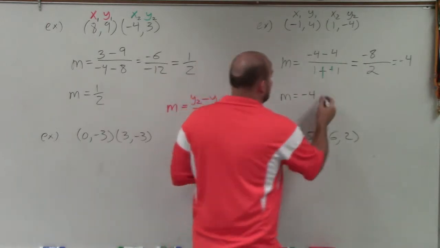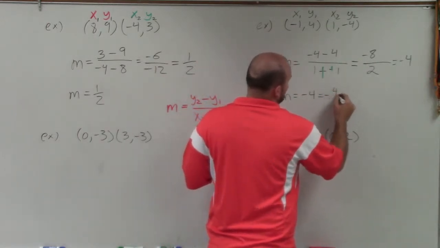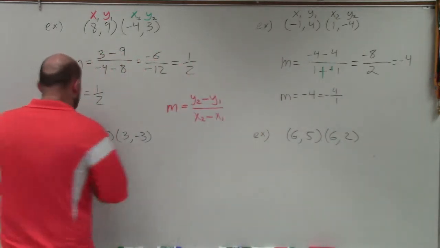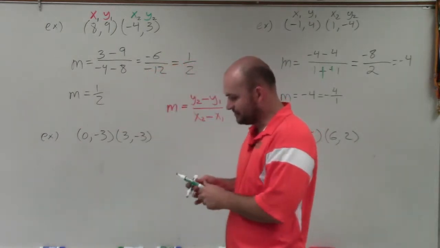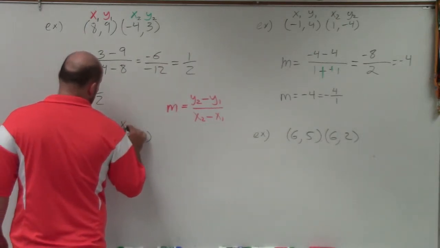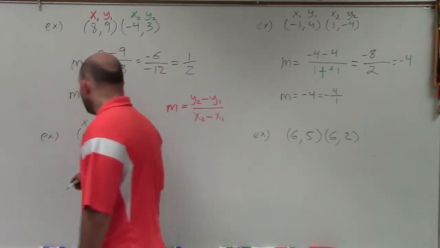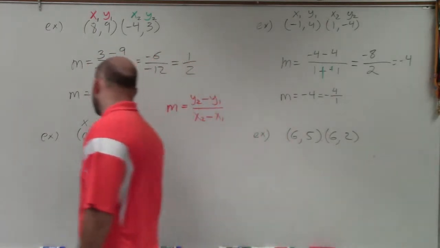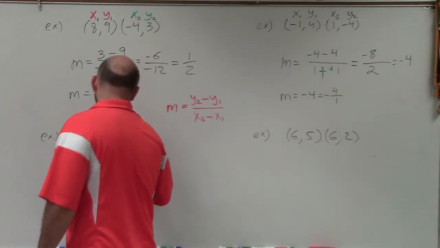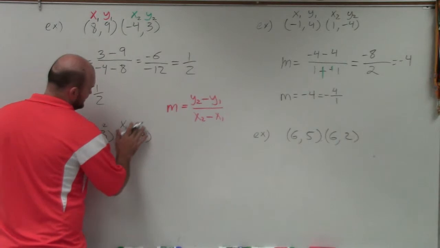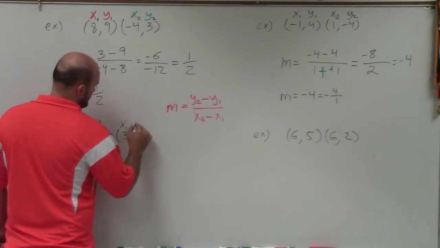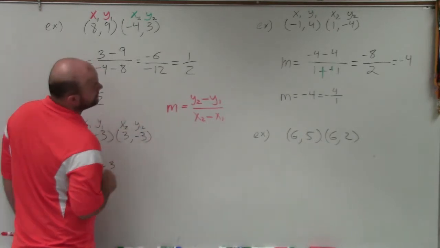Or if you need to use that in a fraction way, like if we're graphing it, you would just write it as -4 over 1. But -4 and -4 over 1, same thing. So now, again, we go to another set of points. We have 0, -3, and 3, -3. So I go ahead and label them x1, y1, x2, y2, and then I just plug them into the slope formula. Oops, what am I doing? See, I'm getting lazy, and I'm talking and not paying attention. x1, y1, x2, y2. OK.